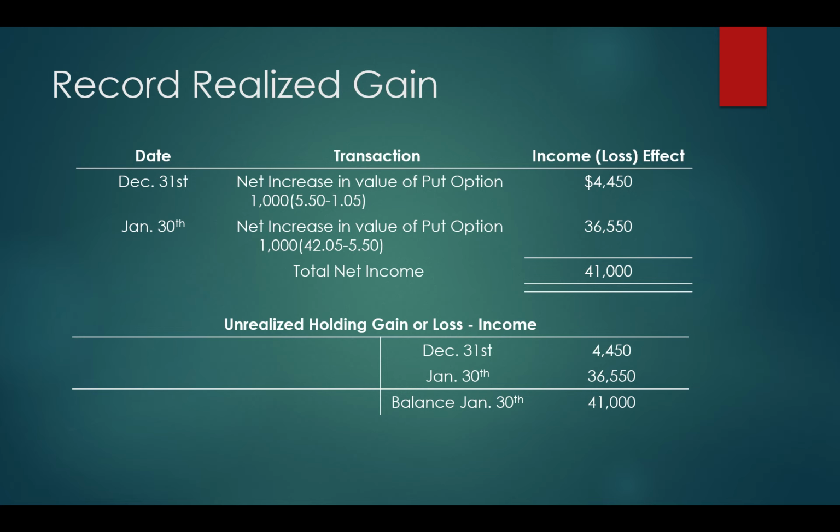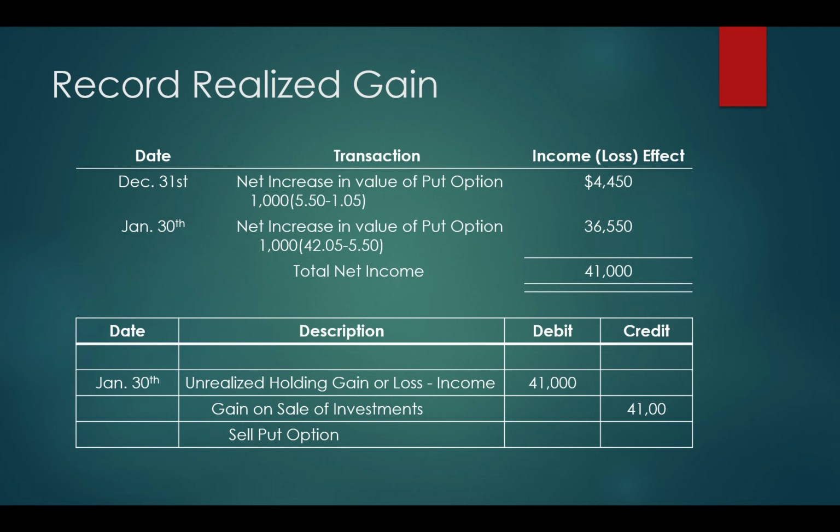The T account for the unrealized holding gain or loss income account will show the same result. And again, this makes sense since the difference between the contract's value of $42,050 and what Coyote paid for the options, $1,050, is $41,000. To record the gain, we transfer the unrealized gain by debiting the unrealized holding gain or loss income account and crediting the gain on sale of investments account by $41,000.